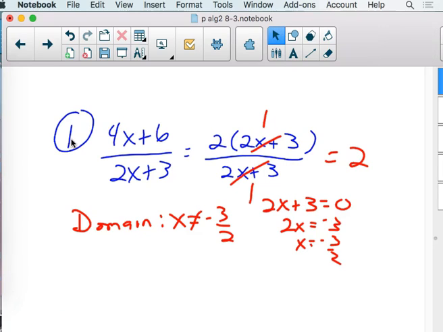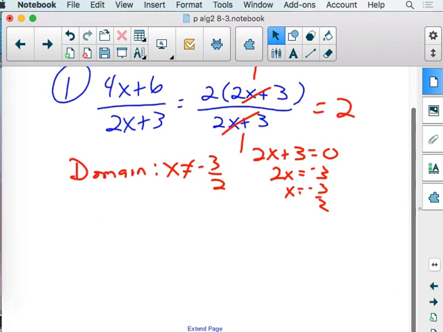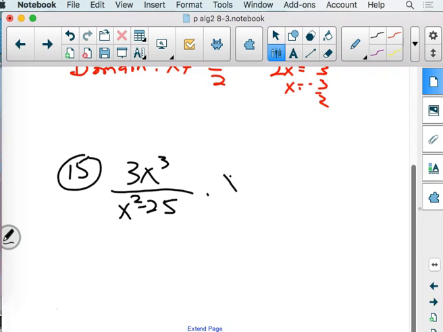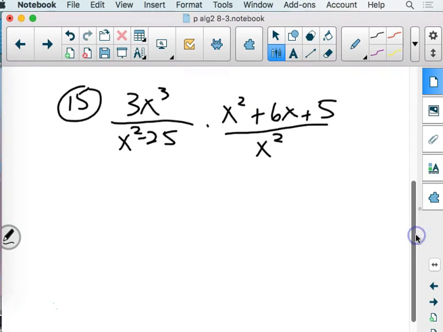Number 15. Well, first thing you've got to do is simplify. Make that one fraction. Factor like crazy. Whatever you can factor, you factor. The first thing you see is it's multiplication, which is good news. Multiplication means if we can cancel something, we should do it. But we need to factor.